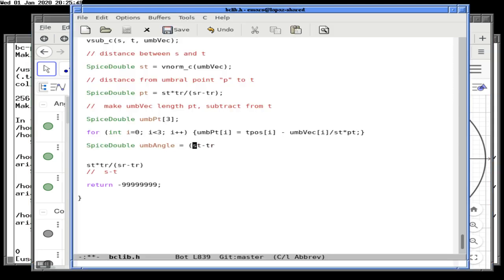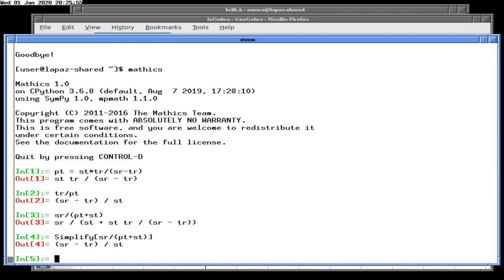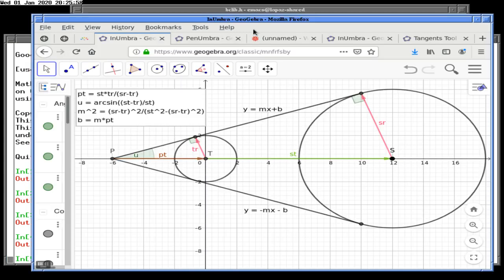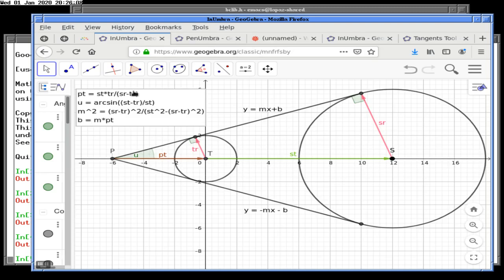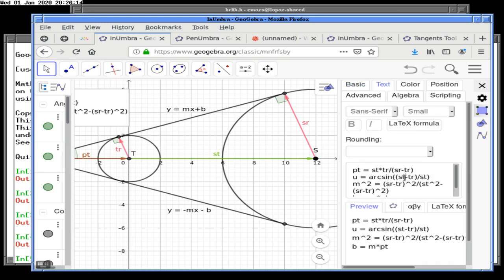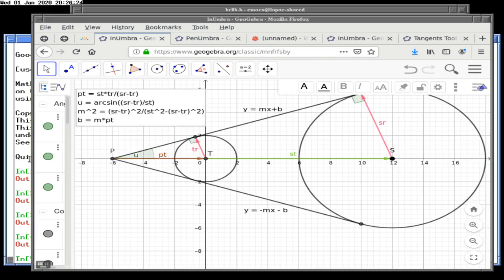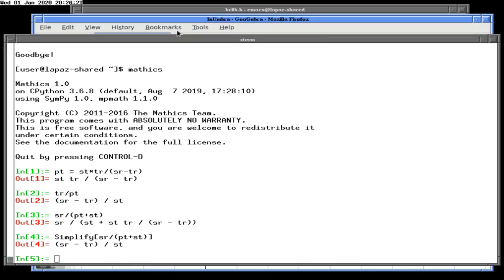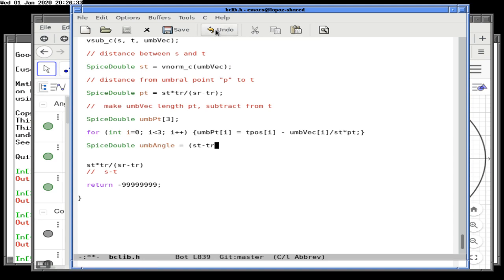wait, ST minus over, what the hell? That can't be right. That simplifies. SR minus TR over ST. That is a mistake. SR over TR minus TR. That makes a lot more sense, actually. Okay. I was being sloppy yesterday. So let's just make sure that's correct. SR minus TR over ST, and this one also simplifies SR. Yeah, that's what it is. It's SR minus TR over ST.